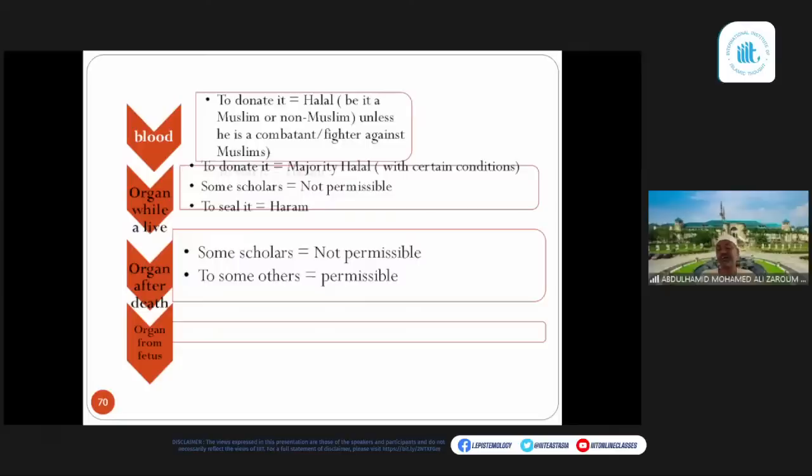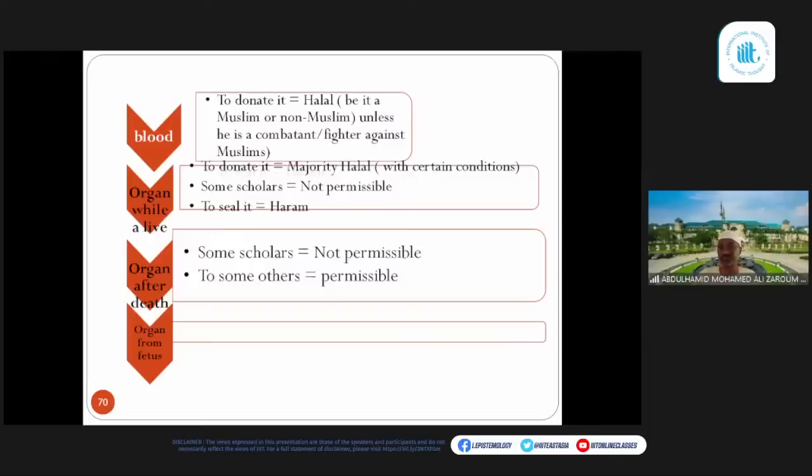But others, whom I have just shared with you, say that for them it is okay to sell as long as you are not harming yourself. It is not for sale, and the other condition, inshallah, we'll mention after a while. So in this case, for them it is permissible.